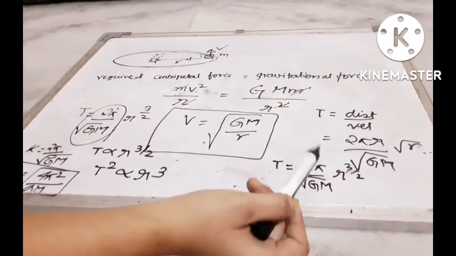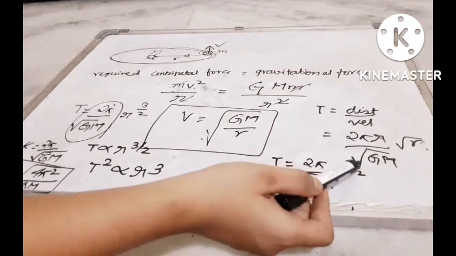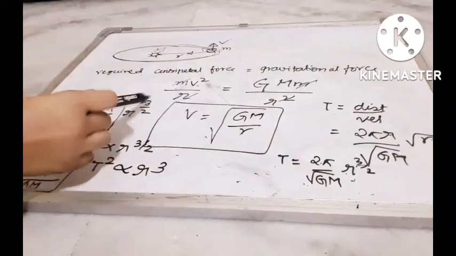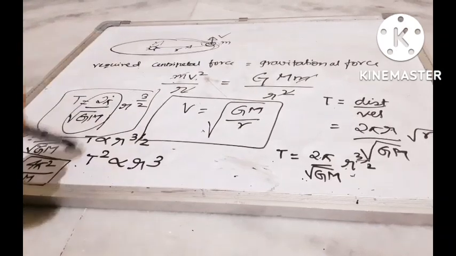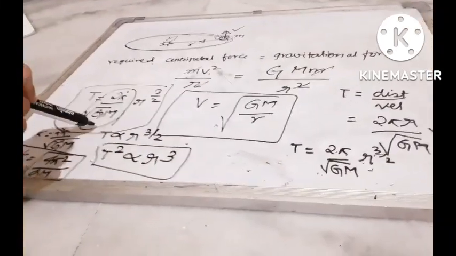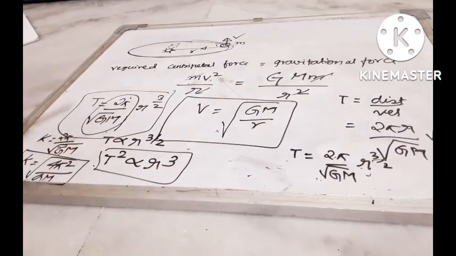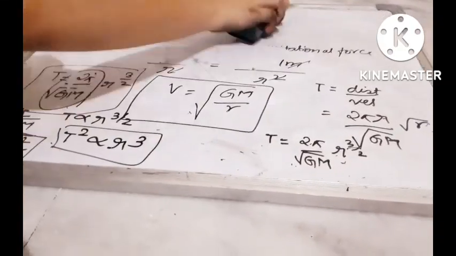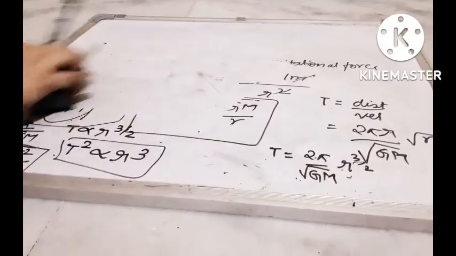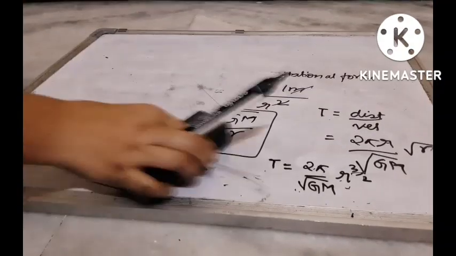Then time period is equal to 2 pi under root GM r to the power 3 by 2. Then you get this equation. From here you can get the proportionality equation, or also you can get the proportionality constant. Now this was general, like a general application. In all questions you will be applying this. Suppose a question is asked.